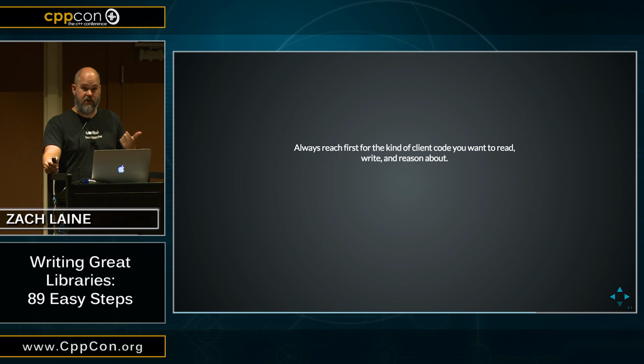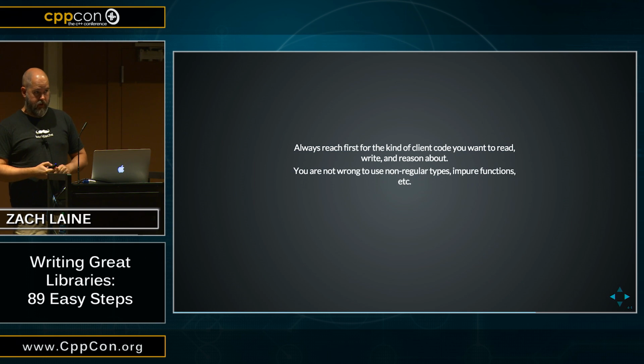Like if you decide that actually you do care about indexing into that range, don't make this type with input iterators and say no one can index into it because I don't want that kind of error, when it just gets rid of a whole bit of functionality you actually need in your library for some reason. Okay, so it's another case of don't get carried away. It's not wrong to use non-regular types and impure functions and stuff. Sometimes you need to for performance reasons.